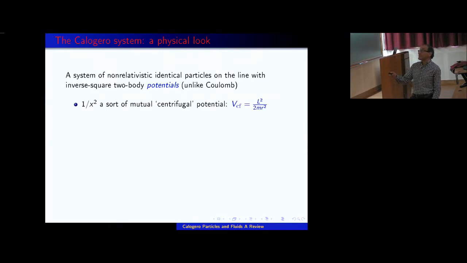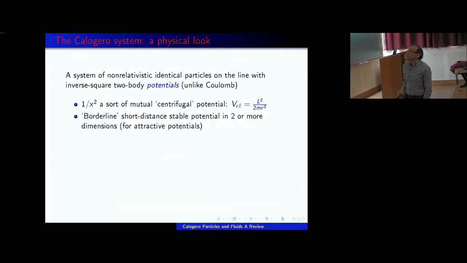First of all, you can think of it as a kind of mutual centrifugal potential between particles. That's the form of the centrifugal potential in any number of dimensions, actually. But this centrifugal, in quotation marks, potential is between any two pairs of particles. Also, it is the borderline short distance behavior of the potential between having or not having instabilities of particles being sucked into each other.